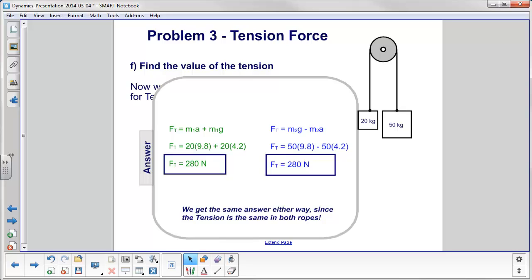Then for the second block, we do the same thing, slightly different equation, substitute in the values, and we get 280 newtons, which shouldn't be surprising because this is what we expected all along. The string is not stretching, it maintains the same exact tension. So the tension is the same in both ropes.